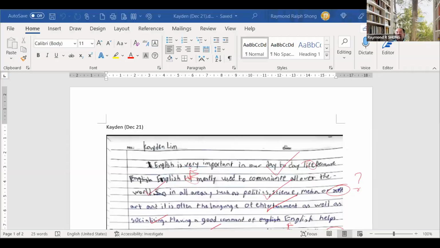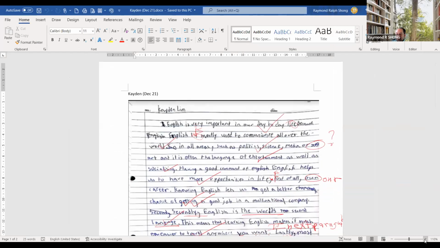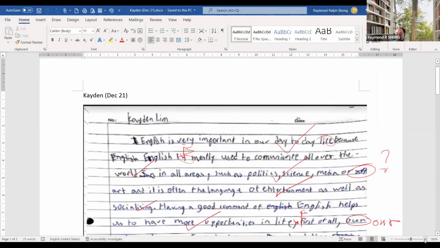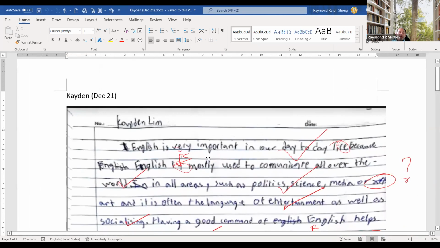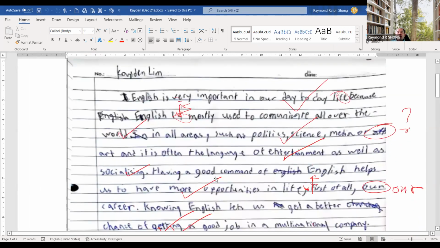Peggy is not here, so I'm not going to go through Peggy's one. I'll go through with Kaden. Okay, Kaden, yours is here. All right, Kaden. Kaden, I think I told you before, right? You must write your words big enough, okay? But okay lah. I think you have slightly improved over the few weeks, right? Okay, carry on. Kaden, can you read to the class why English is important?